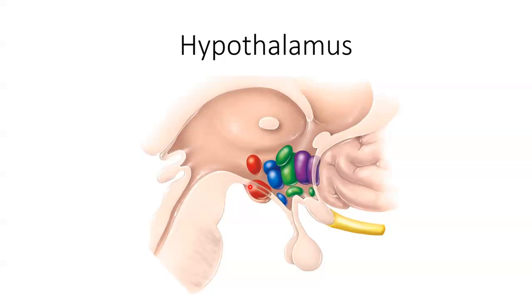The hypothalamus is also connected to the pituitary gland, so that's this little shape here. The pituitary gland is part of our endocrine system, and the hypothalamus produces hormones that either act on the pituitary gland or are produced in the hypothalamus and then released in the posterior pituitary gland.